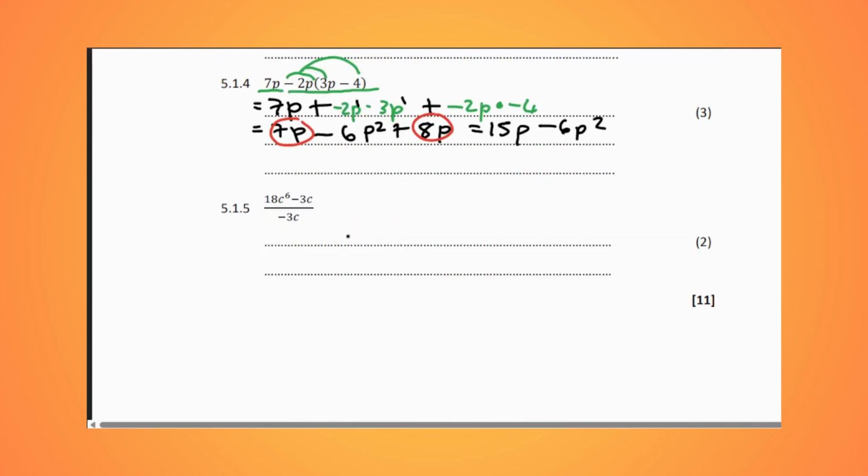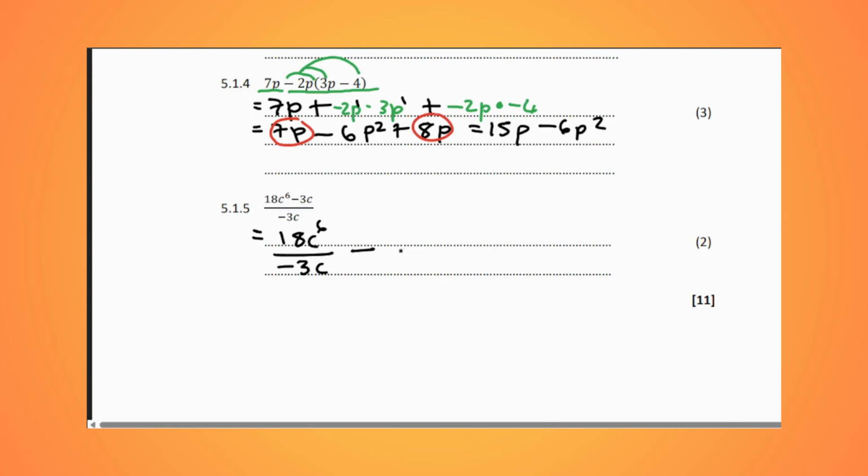And then here in our final question, we have a binomial being divided by a monomial. So we'll see in our binomial on top in our numerator, there's nothing you can do. They can't be added together because they're not like terms. So we're going to split again. We split it into each one of our fractions.